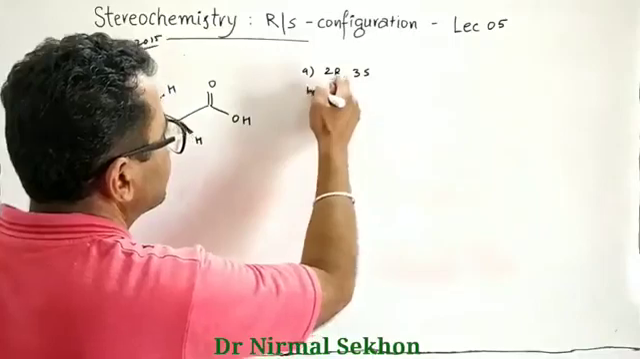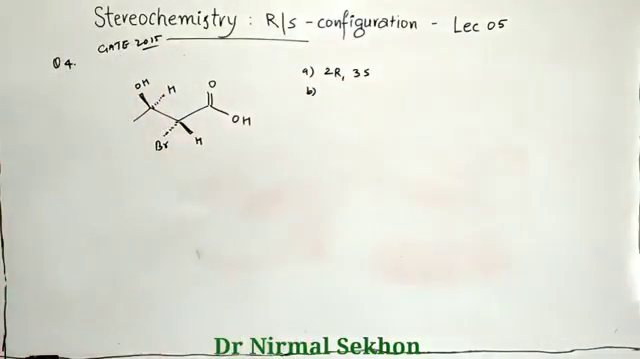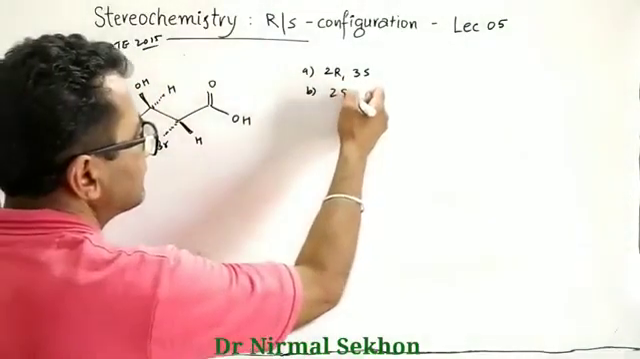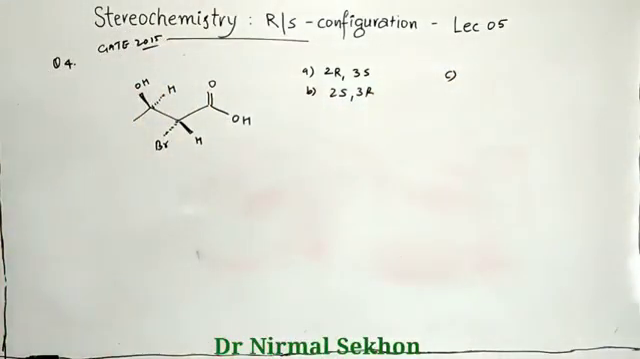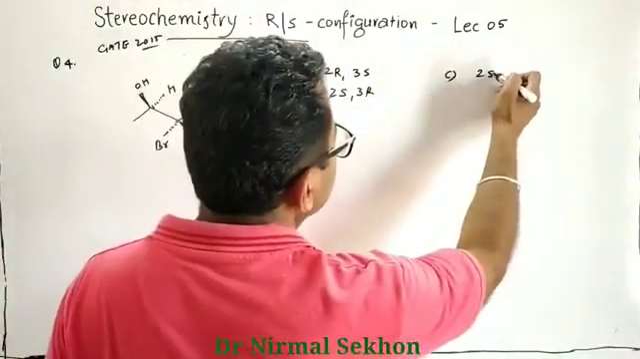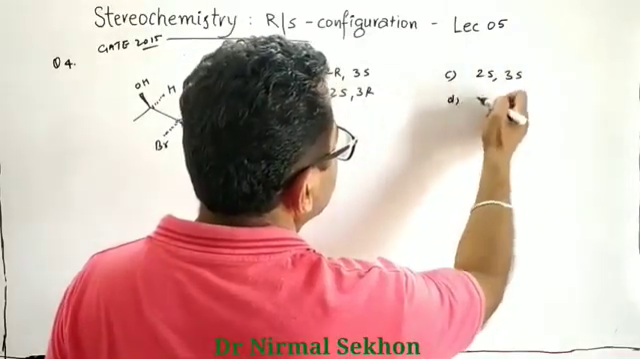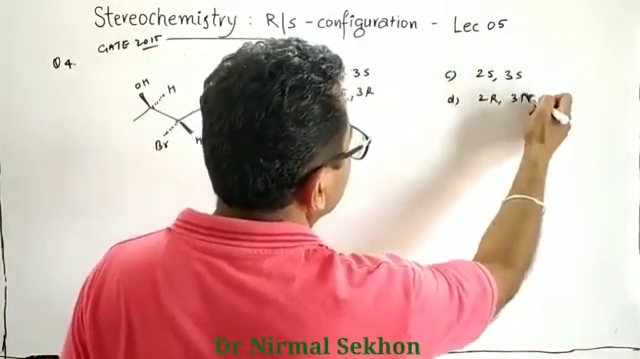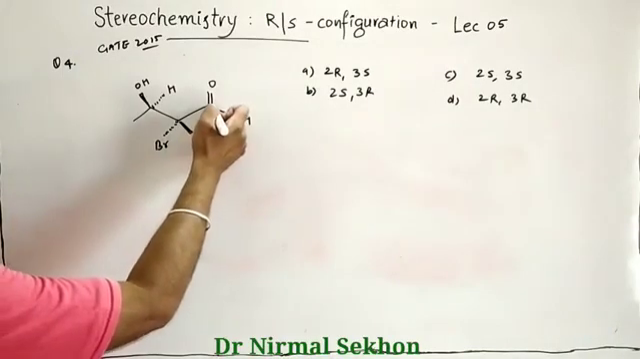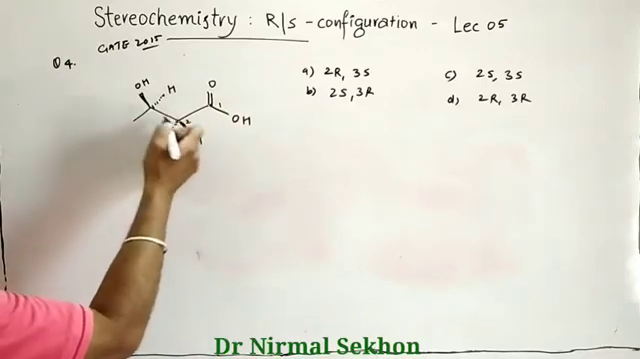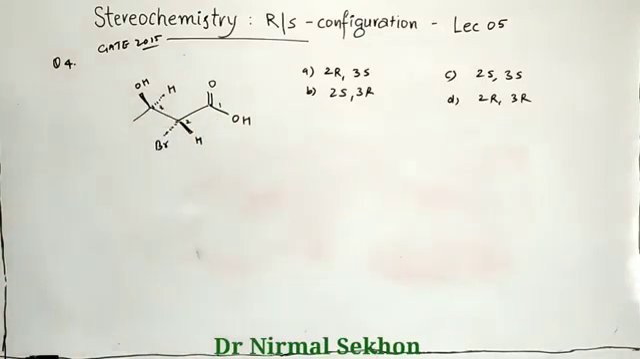A is 2R 3S, B 2S 3R, C is 2S 3S, and D is 2R 3R. So this is a question from the GATE exam. Now which is 2, which is 3? According to IUPAC, you will give it number 1, 2 and 3. So you have to find the configuration around 2 and 3.